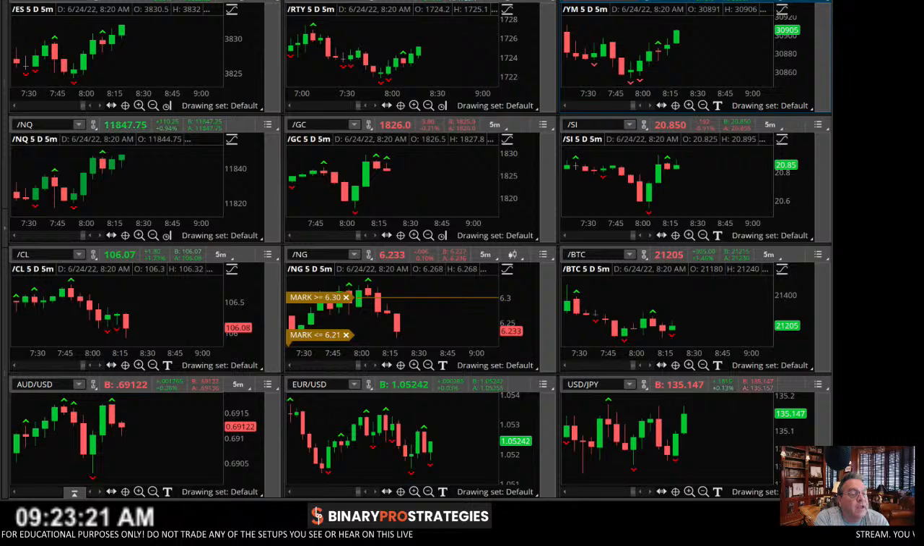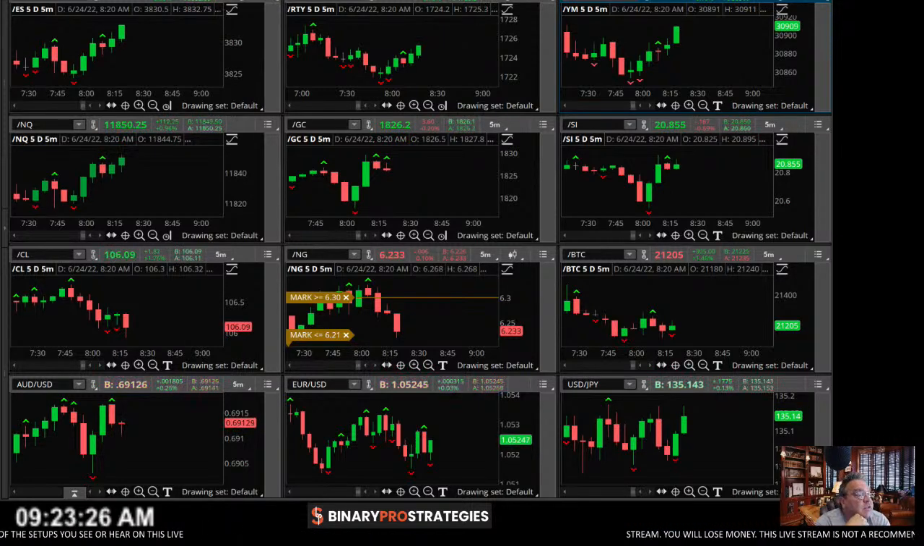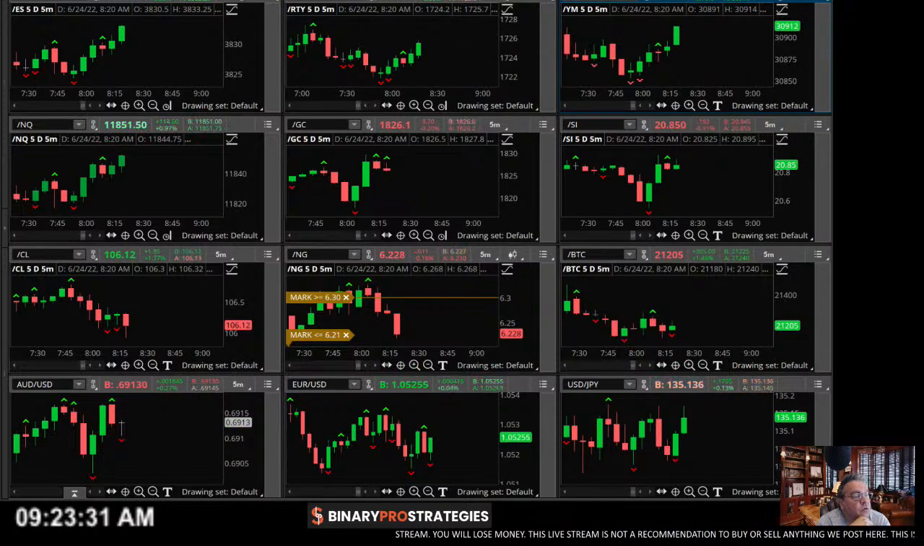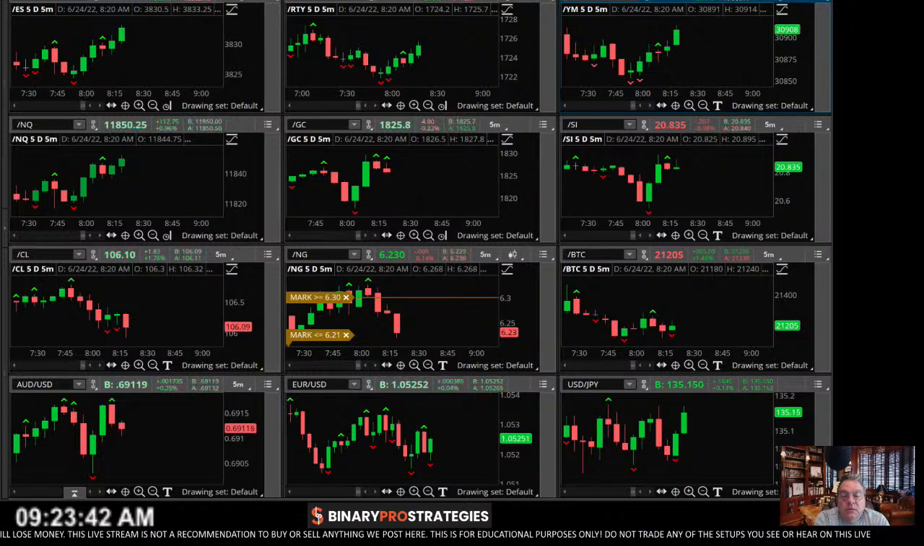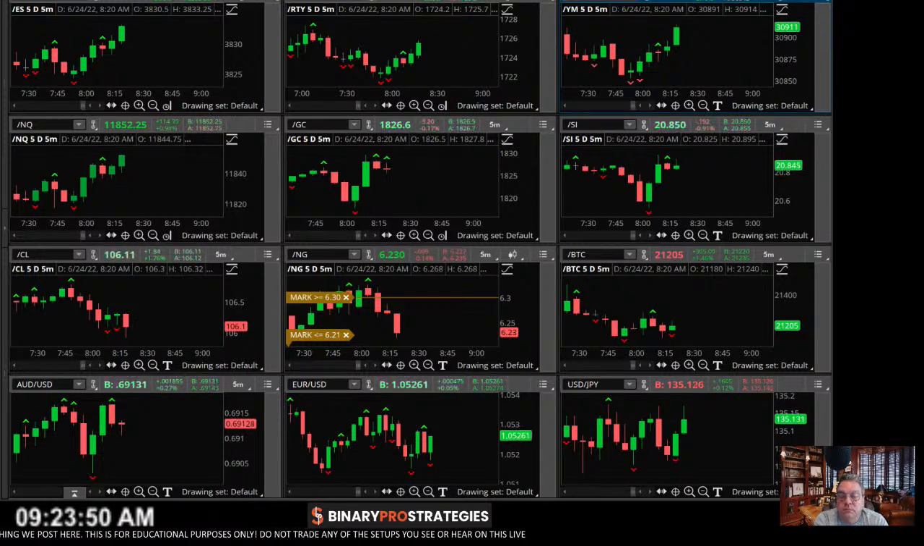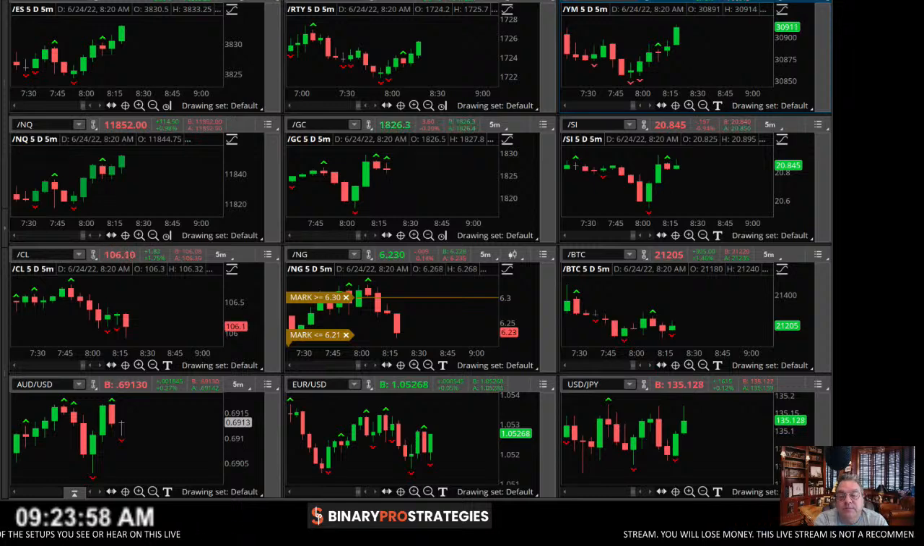Okay, now we're short natural gas, looking for a target of 621. We have about another 7 minutes to go here before the Dow opens up. Nothing on the indices right now. Not seeing anything on gold or silver. Nothing on crude. Maybe a potential short coming up on crude. Going to watch for that. Still short the 135.13 on the yen. Will be getting out here shortly.